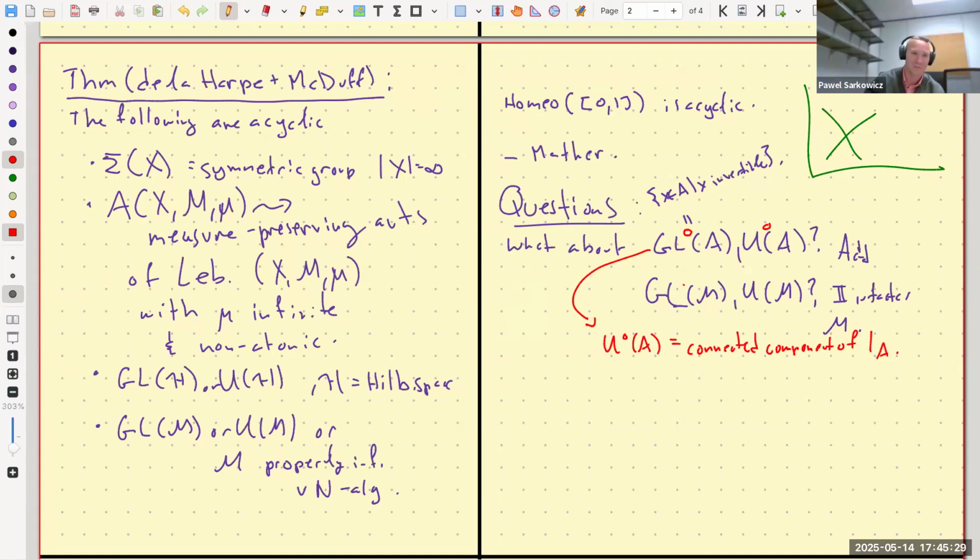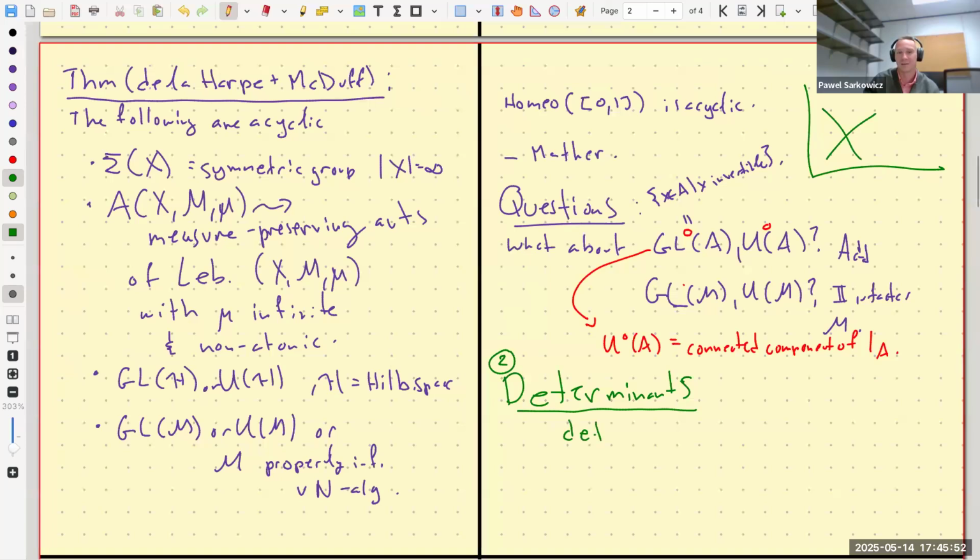Okay, let's start talking about determinants. So this is section 2, determinants. We'll see examples of some groups that are not acyclic. That's kind of the point of this. So, determinants on C-star algebras.